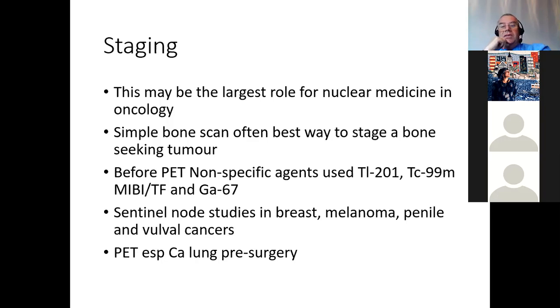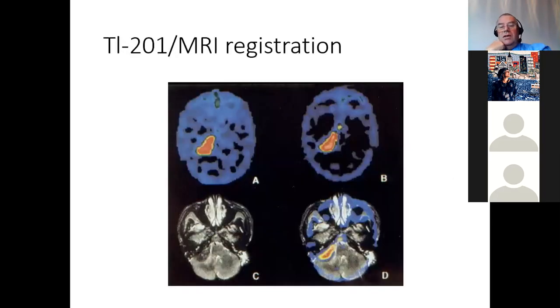The one area where we still have a role is in sentinel nodes, and this has really stayed as a good use, even though there are now new agents for sentinel node imaging using optical imaging and MR. Nuclear medicine techniques still remain widespread. So I'm going to talk a little bit about some of the old things.